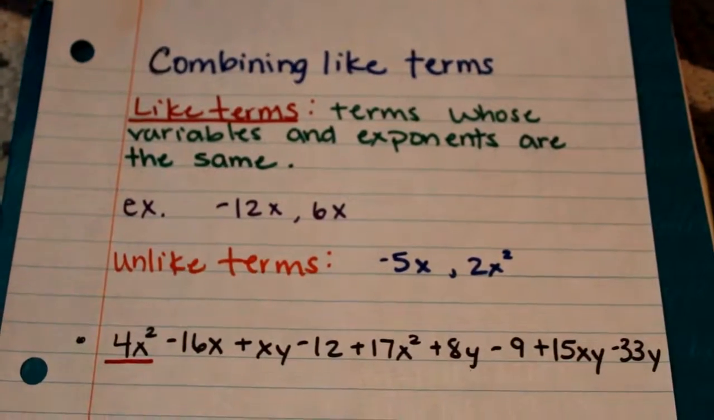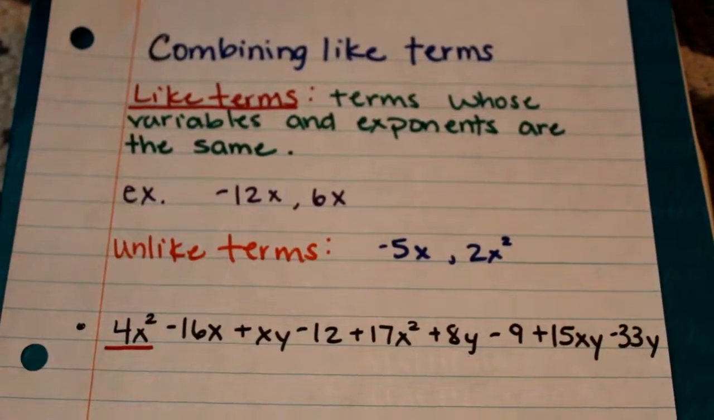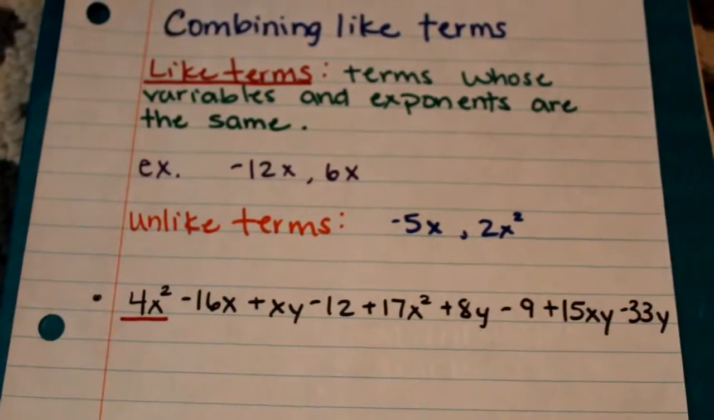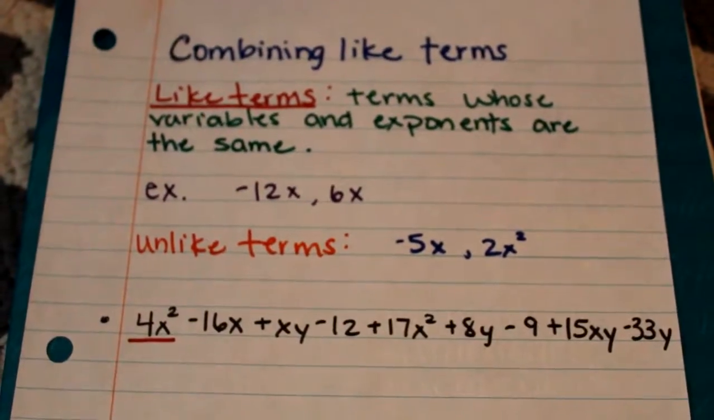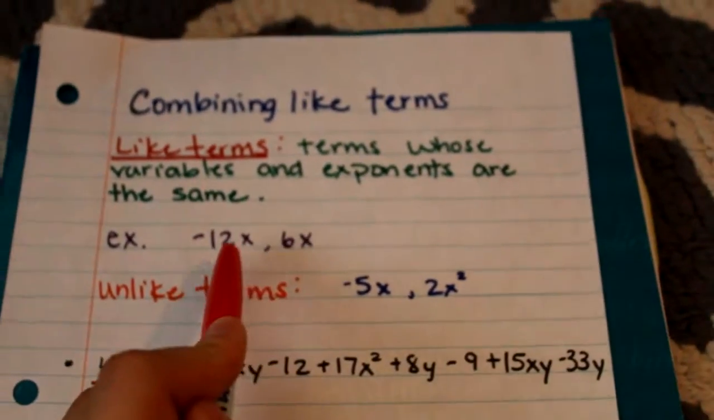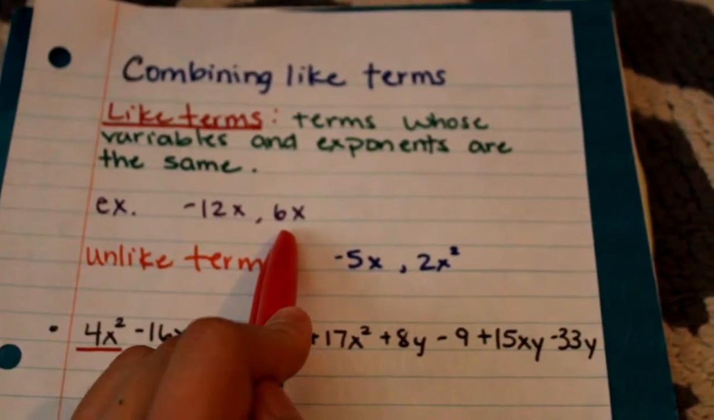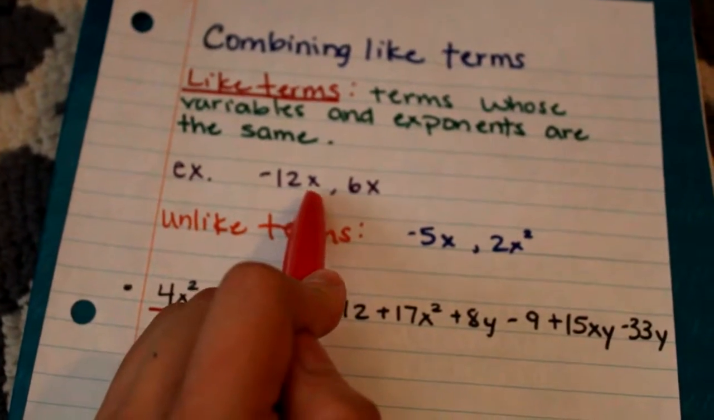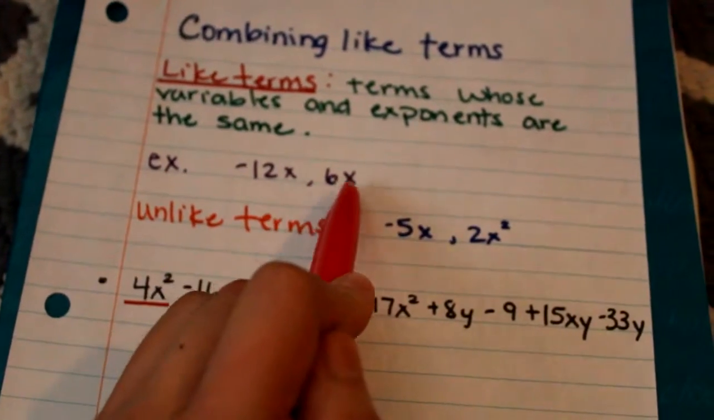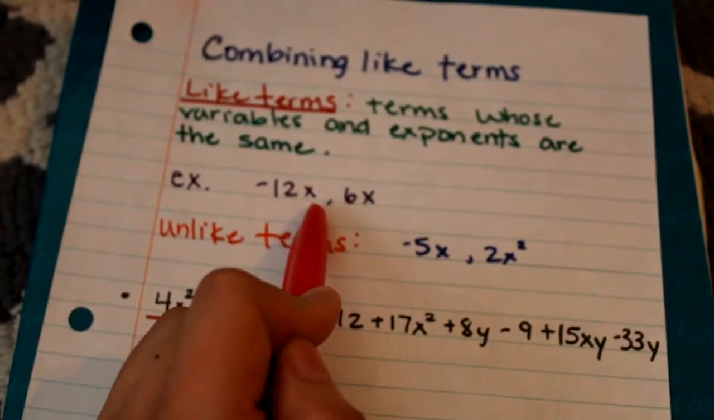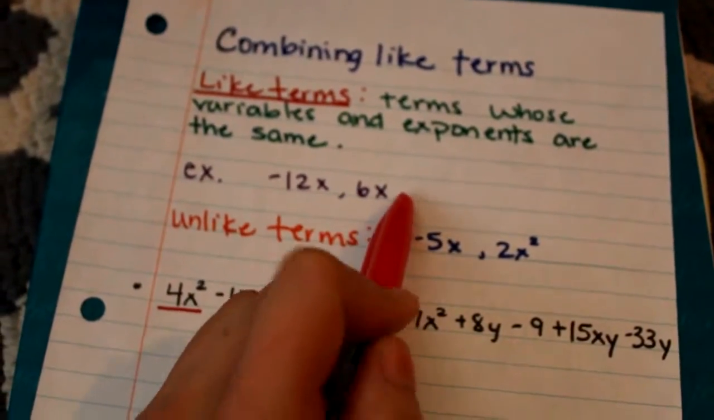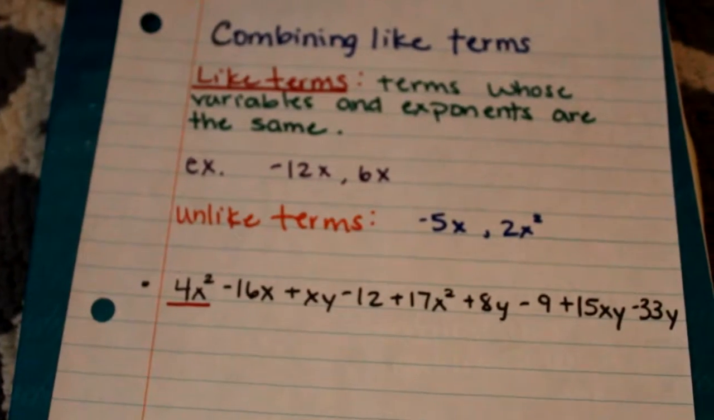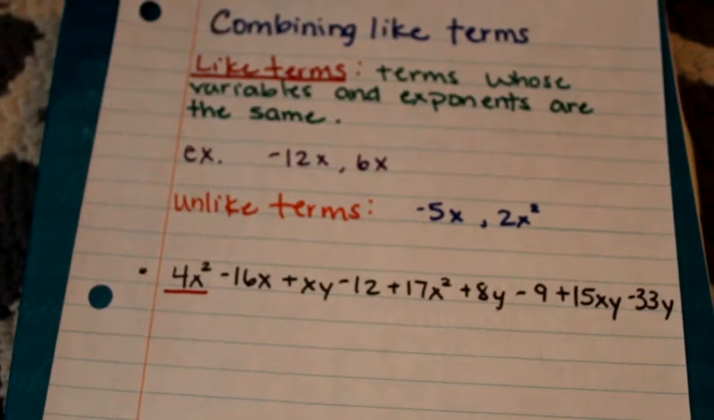Today's lesson is about combining like terms. Like terms are terms whose variables and exponents are the same. So the example that I put here is negative 12x and 6x. These two are like terms. They both have the same variable, they both have an x, and the exponent on the x is the same. Remember, if there's no exponent, then the exponent is a 1. So both of them have an exponent of a 1.